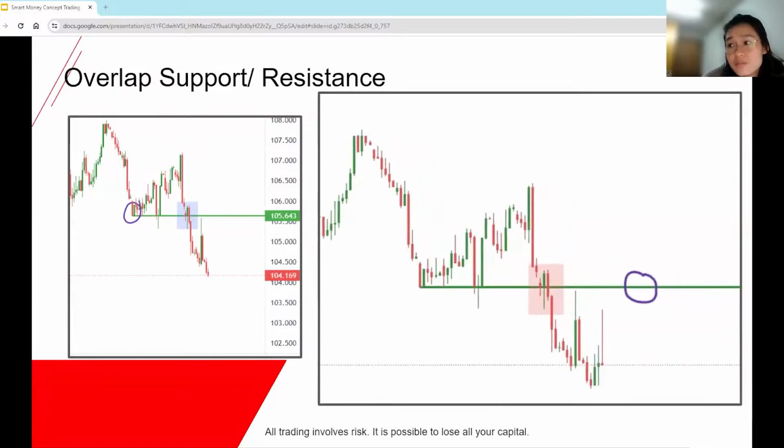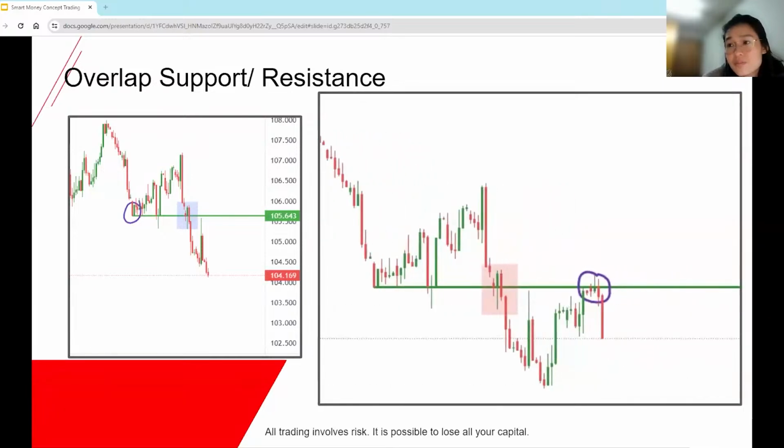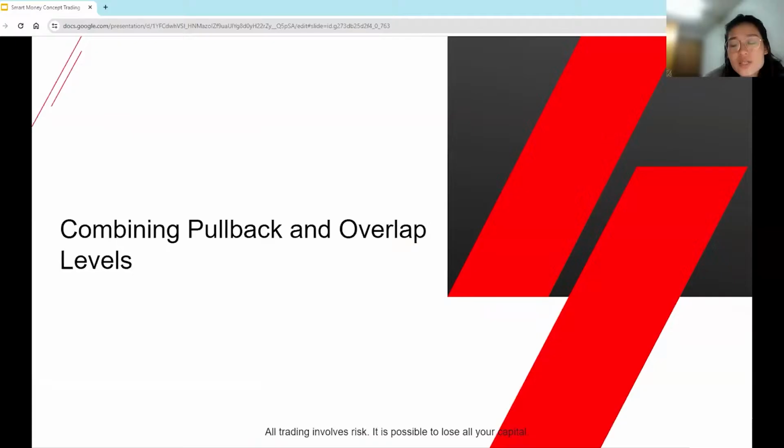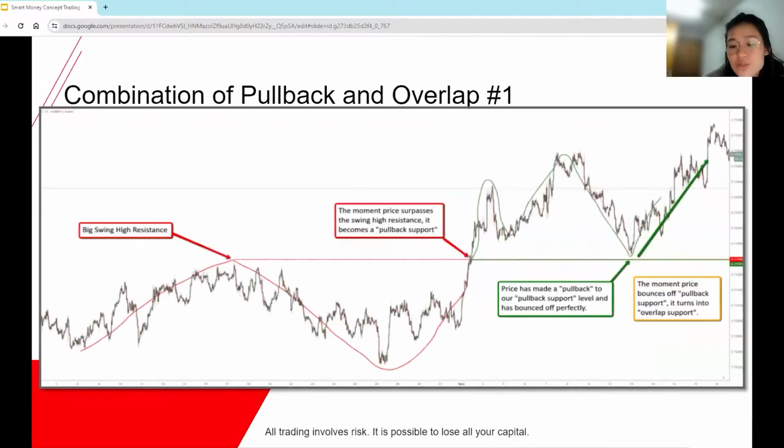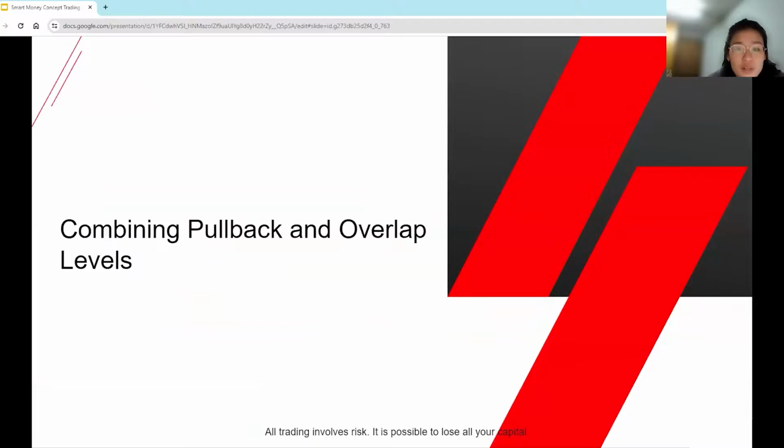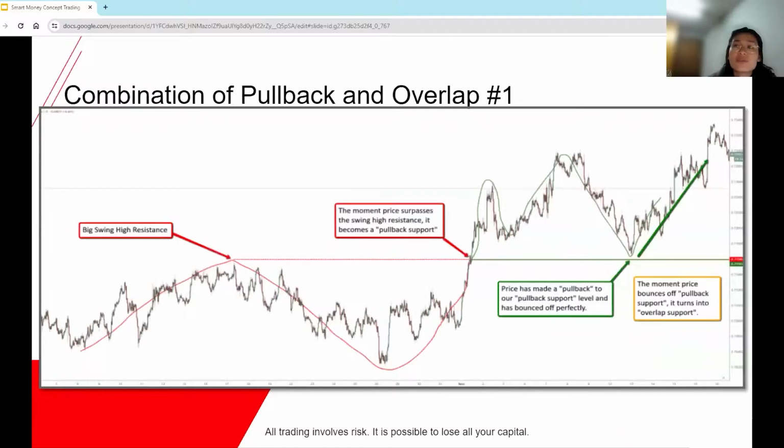Okay, so now let's combine both of these levels so that we have really strong resistance and support levels, which can also be used as your entry levels, take profit levels, so on and so forth.